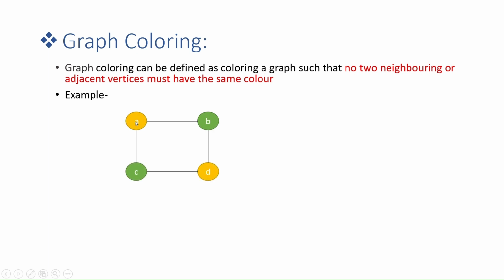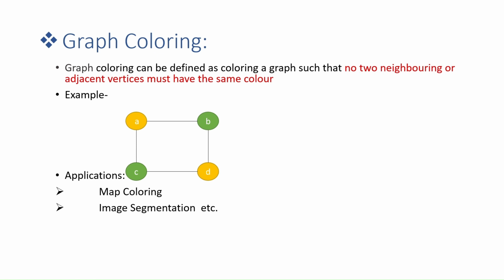Here A and B are adjacent to each other, hence they have different colors, and B and D are adjacent to each other. So they also have different colors. For coloring a graph, we have to keep in mind that two adjacent vertices or two neighboring vertices must have different colors. Applications of graph coloring: map coloring and image segmentation.